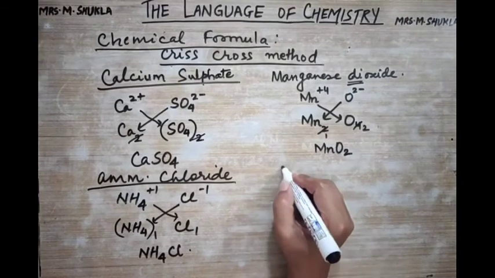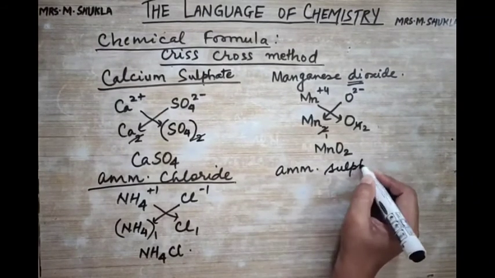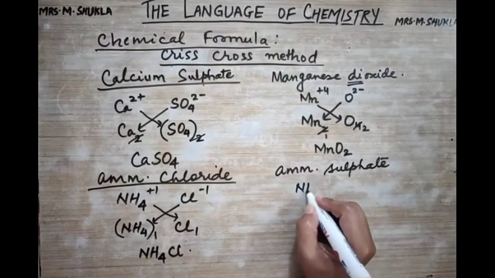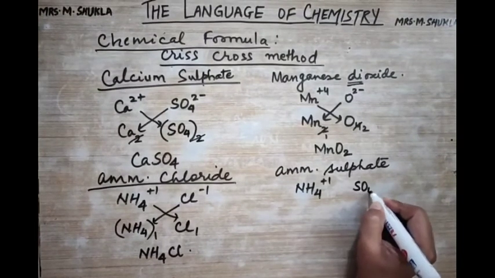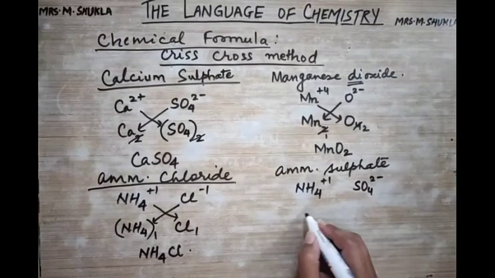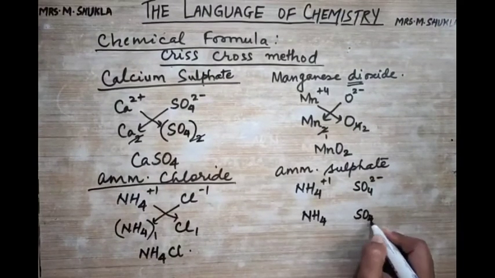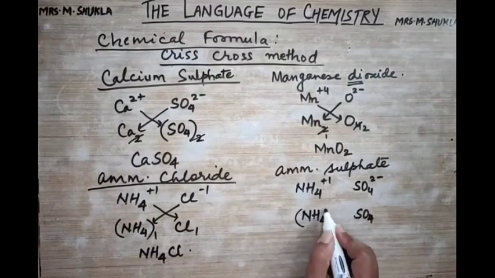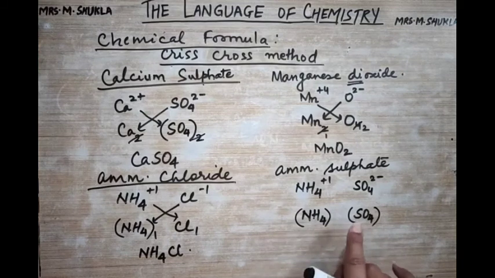And the last one, ammonium sulfate. Okay, check out the last example now. Ammonium NH4 plus 1, sulfate SO4 2 minus. So what am I going to do? NH4 I copy down, SO4 I copy down. Now both are radicals which have more than 2 elements. So I put a bracket for both. Now what did I tell you? No number has to be cancelled out which is inside the bracket.